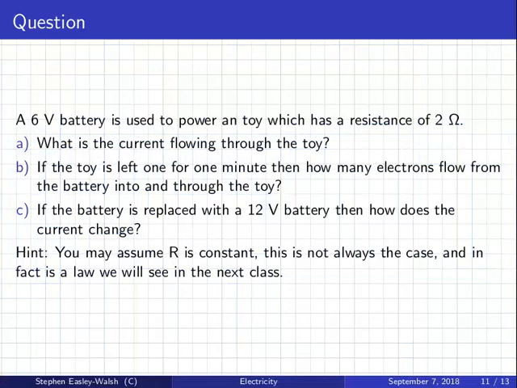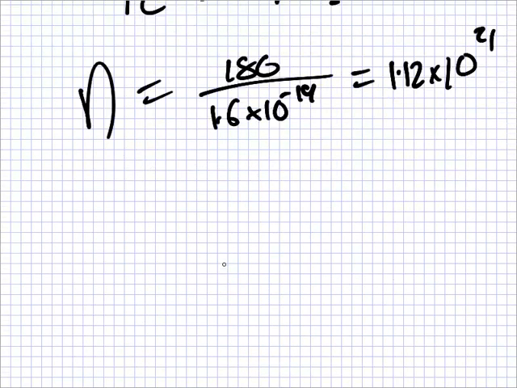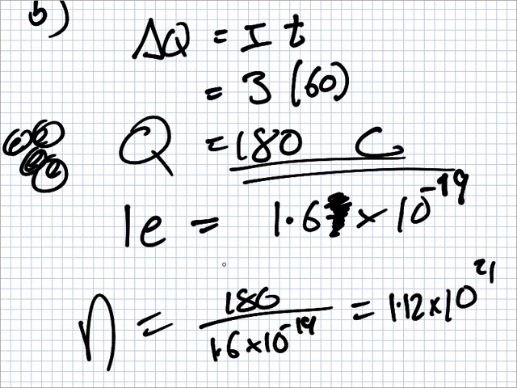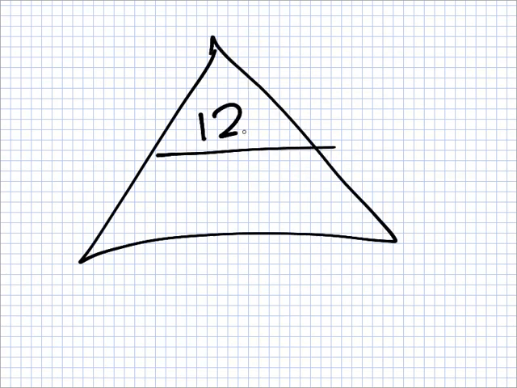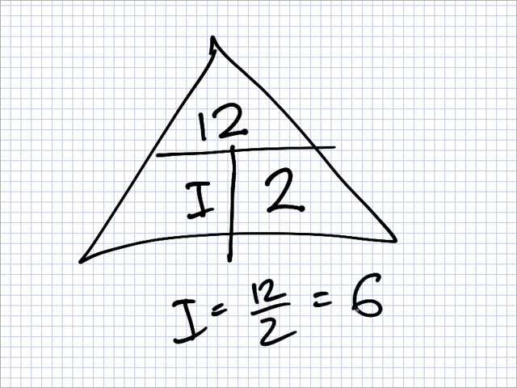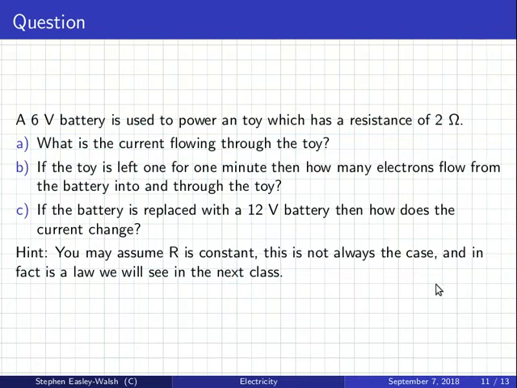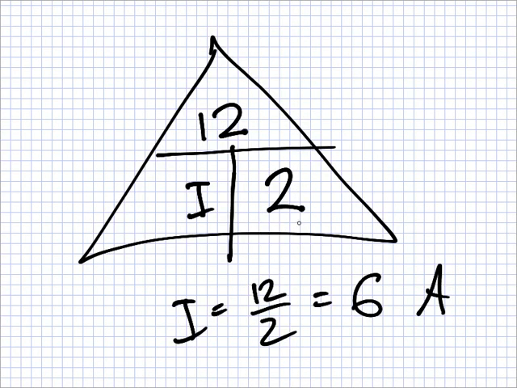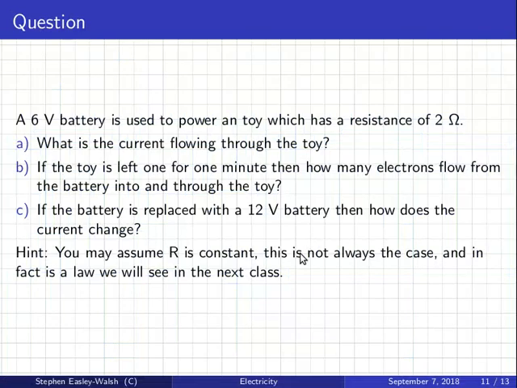It's a lot. Okay. If the battery is replaced with a 12-volt battery, then how does the current change? You may assume that the R is constant. Okay, so did we calculate the R? That's 2. Oh, it's told in the question it's 2. Okay, so the V is now 12 volts. This is 2, so we want the I. So what's the I now? 6 amps. And what was it previously? It was 3 amps, wasn't it? Now it's 6 amps. So the current has gone up.